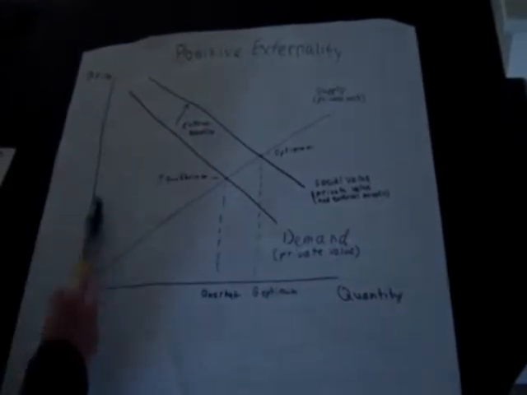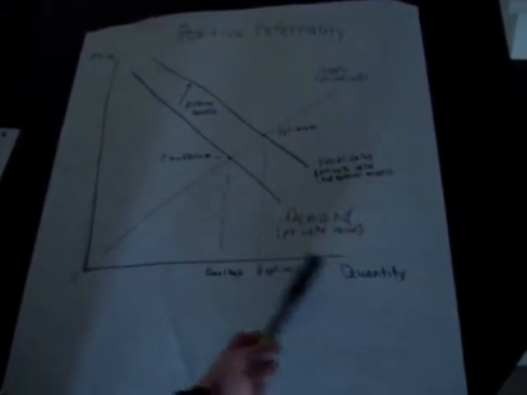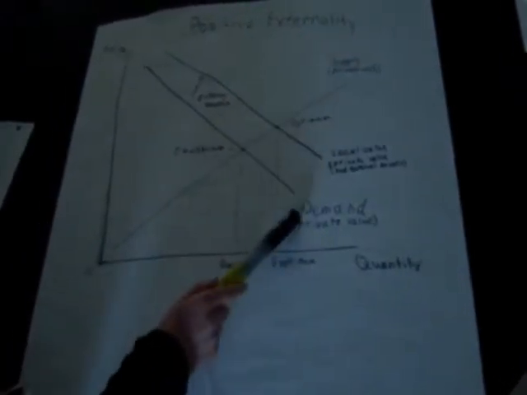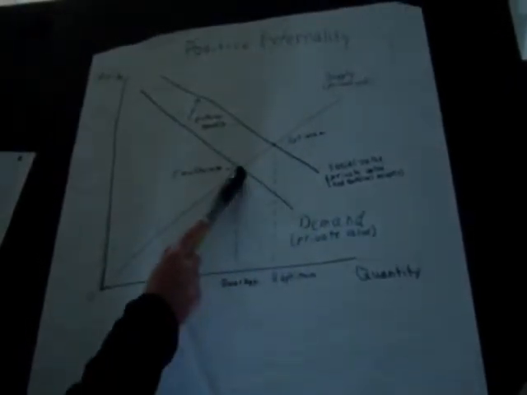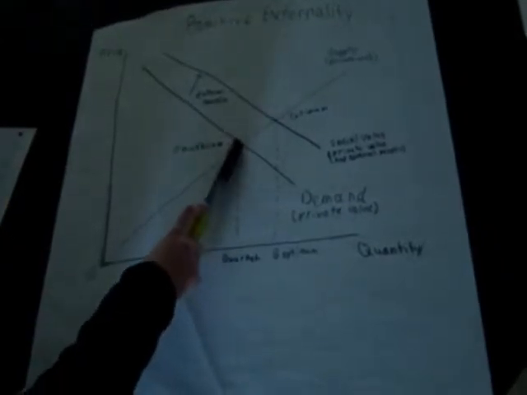This is the graph of a positive externality. First, you draw the graph, and then you write price and quantity. Then, you draw the supply curve, which is also called the private cost. Then, you draw the demand curve, which is the private value. And where the supply curve and the demand curve meet is called the equilibrium.